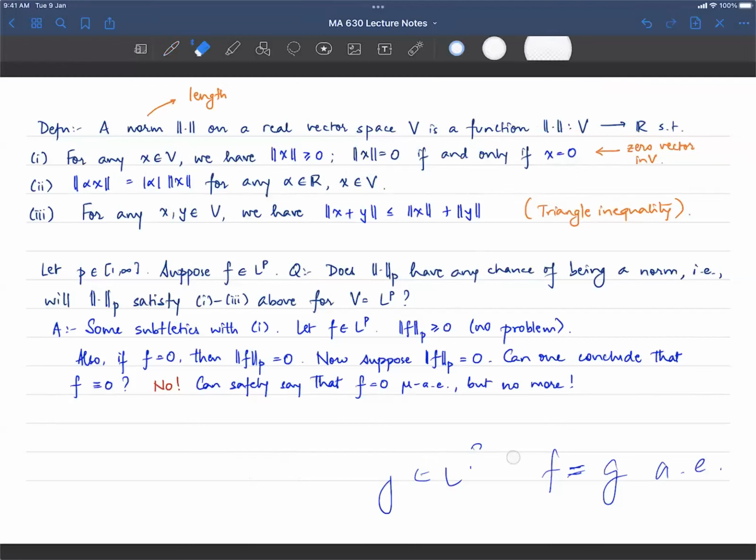So let me just mention that if you want to do it all very nicely, what you should probably do is you should look at equivalence classes.